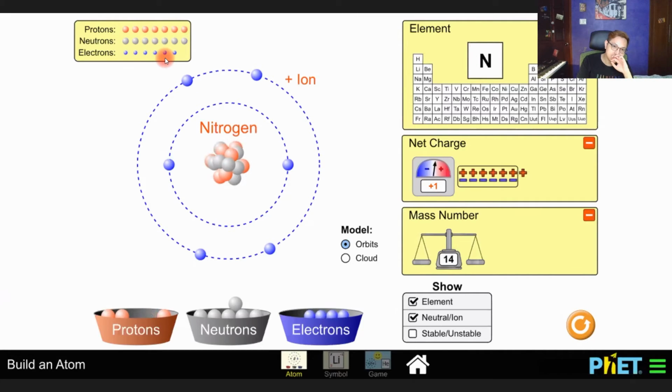Nitrogen. So it goes from hydrogen, helium, lithium, beryllium, boron, something like that. Keep going. Most of the time, the protons and neutrons will be the same, or almost the same number.